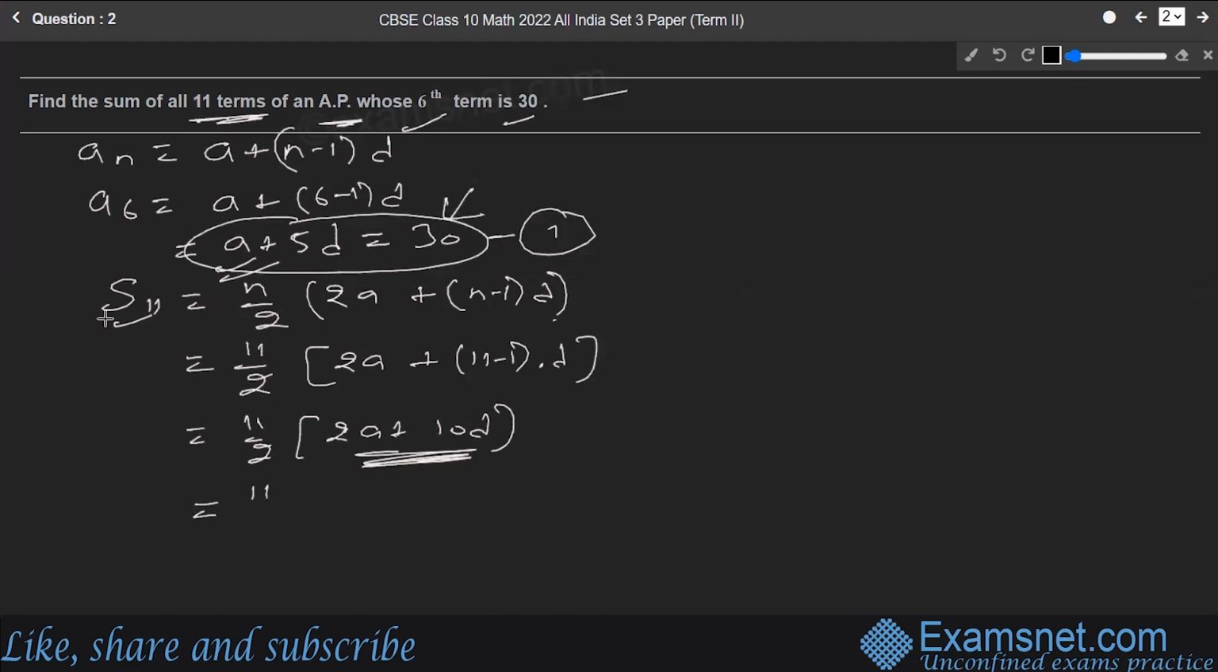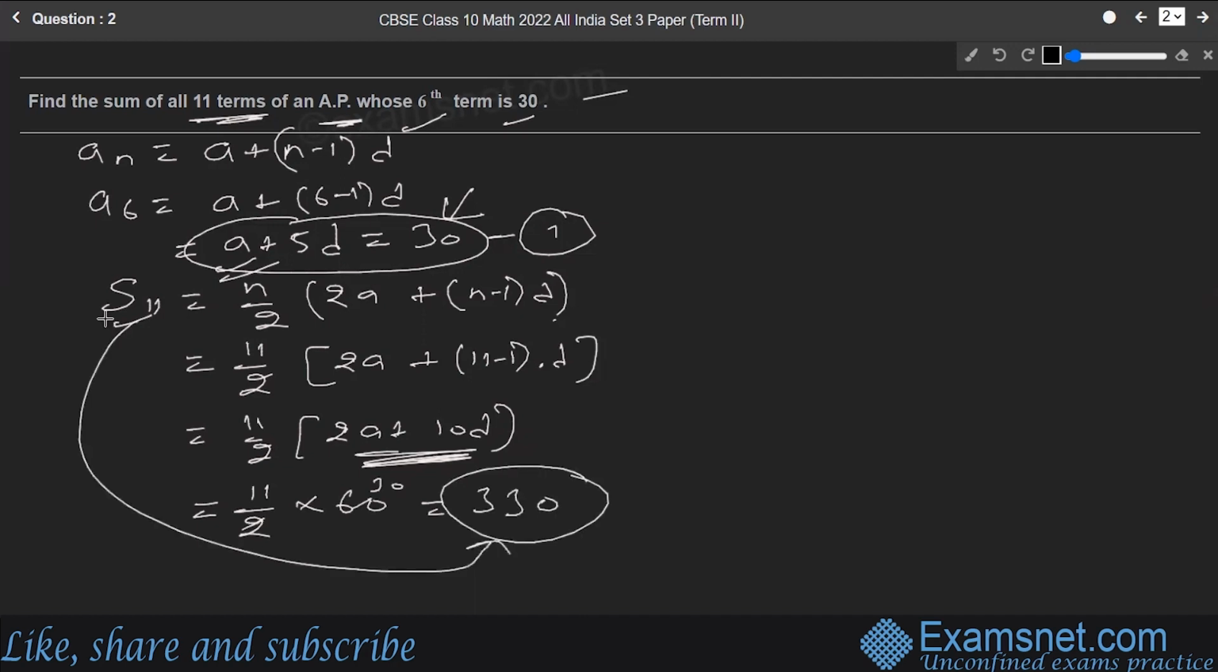So we can replace 2a + 10d by 60. If we do that, we're going to get 30 into 11, and it is coming out to be 330. So the sum of 11 terms of the said series is 330. That is the right answer.